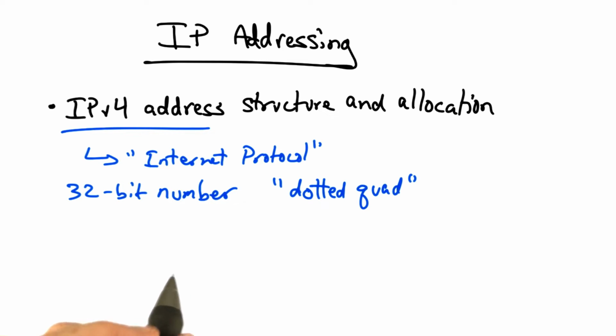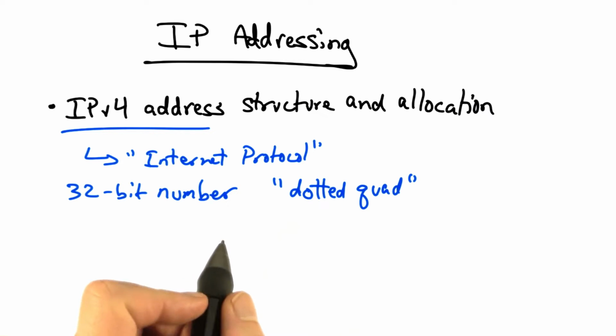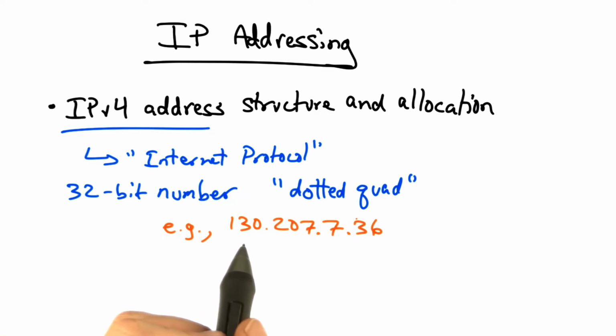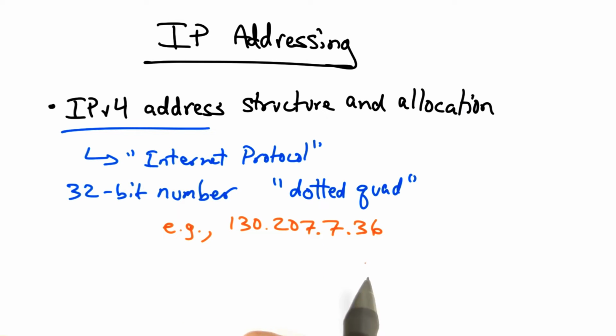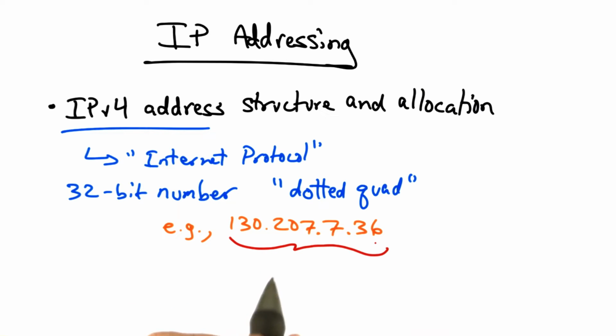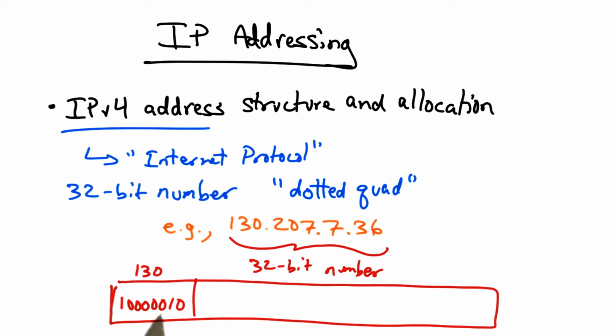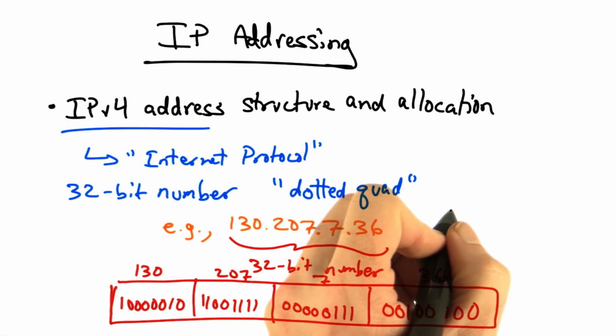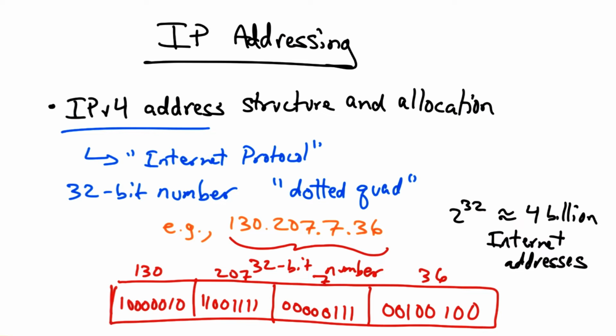dotted quad notation. For example, the IP address for www.cc.gatech.edu is 130.207.7.36. Now this is just a convenient way of writing a 32-bit number. So 130 represents 8 bits, and 207 is another 8-bit number. 7 is another 8-bit number, as is 36. This structure allows for 2 to the 32, or about 4 billion, internet addresses.